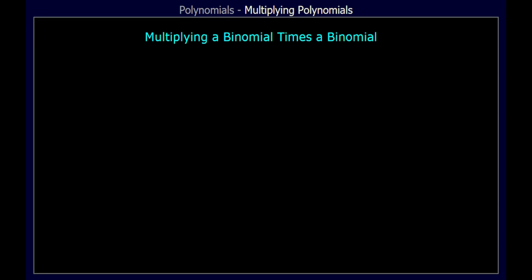Well, let's continue with multiplying polynomials. So today we're going to do the infamous binomial times the binomials. So I made one up here. You can see the orange is two terms, that's a binomial, x plus 5. And then the x minus 3 in the blue, that's two terms, so that's a binomial.